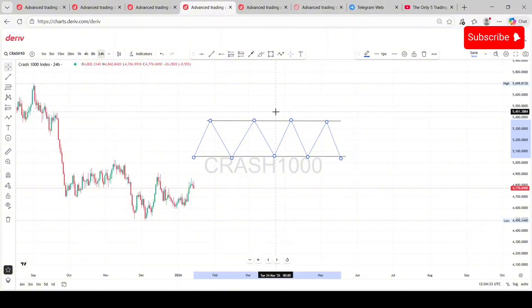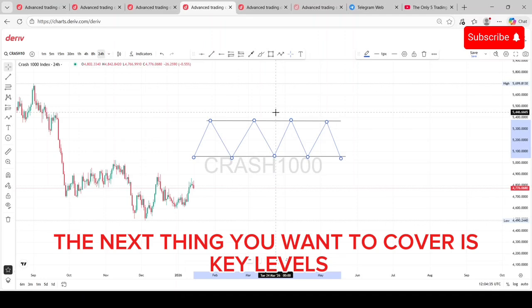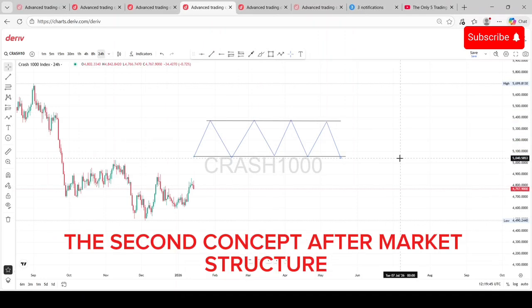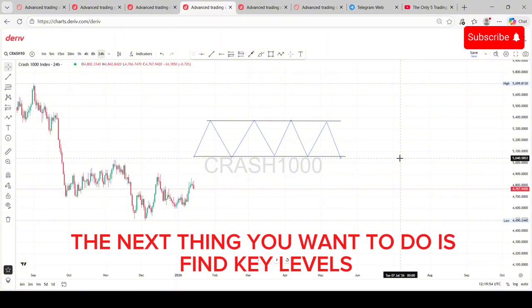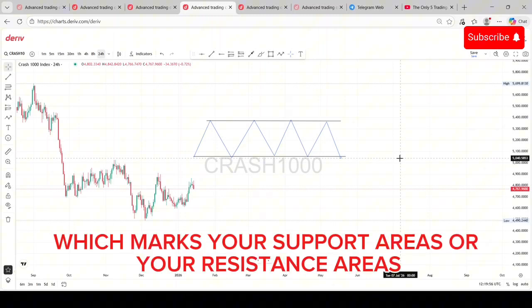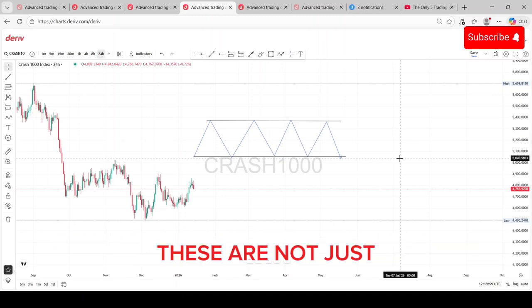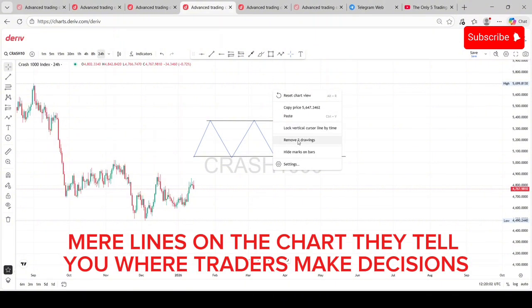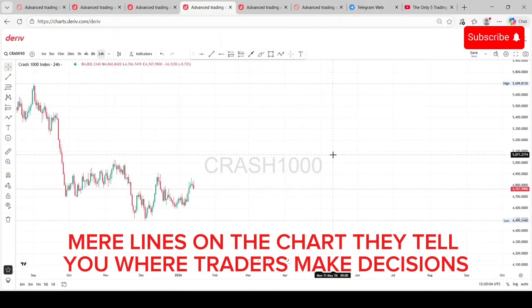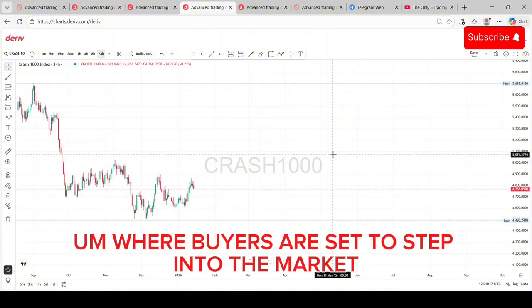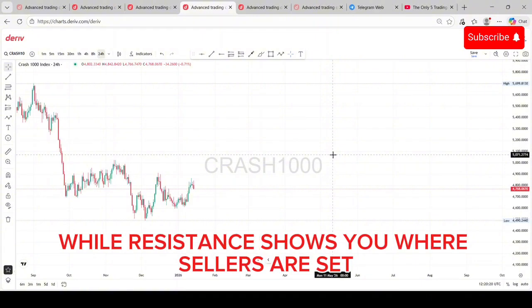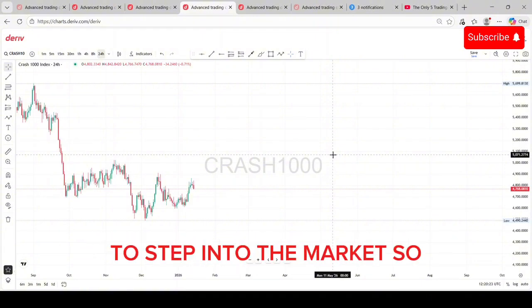So the next thing we want to cover is key levels, the second concept after market structure. After you've been able to identify the market condition, the next thing you want to do is find key levels, which mark your support areas or your resistance areas. These are not just mere lines on the chart. They tell you where traders make decisions. Support shows you where buyers are set to step into the market, while resistance shows you where sellers are set to step into the market.